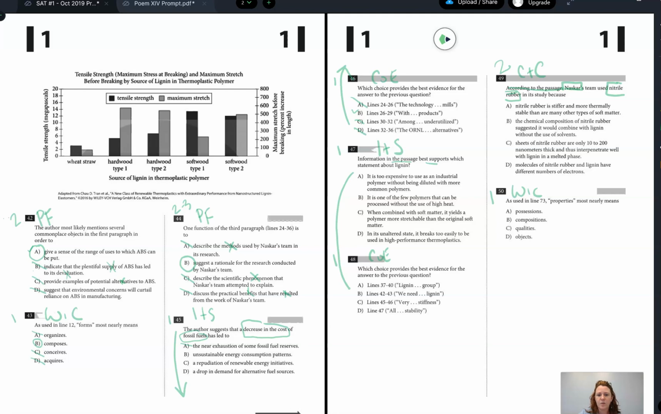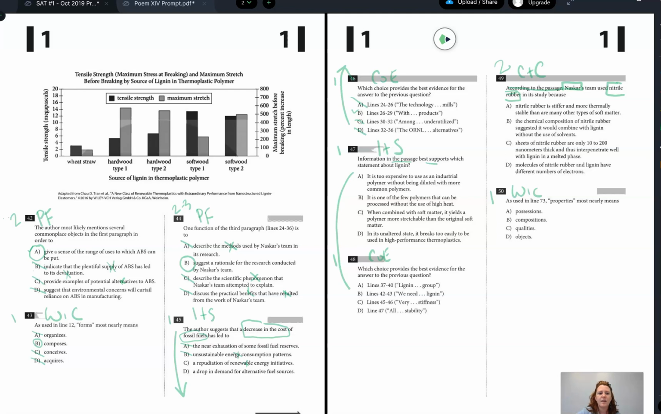Unsustainable energy consumption patterns. So we're not learning about energy consumption. We're learning about using alternative materials to make products. A repudiation of renewable energy initiatives. I don't know what repudiation means, but it's not about renewable energy. We do talk about the bioenergy, but it's more about them trying to stay marketable. I'm guessing it's not this, but let's read D just in case. A drop in the demand for alternative fuel sources.